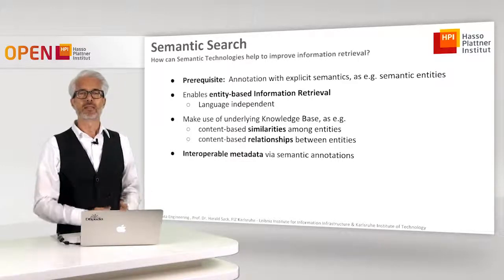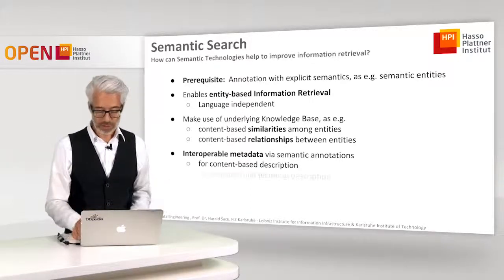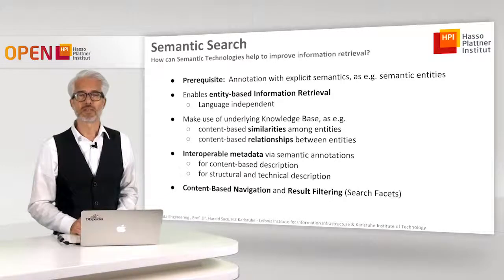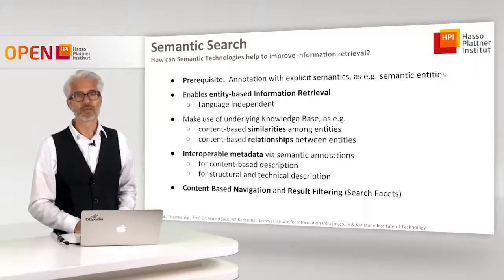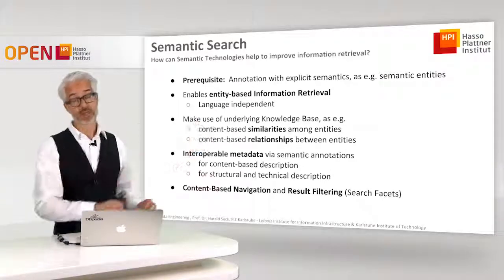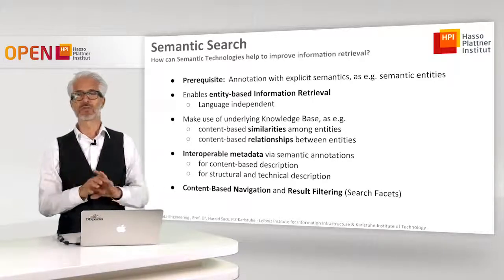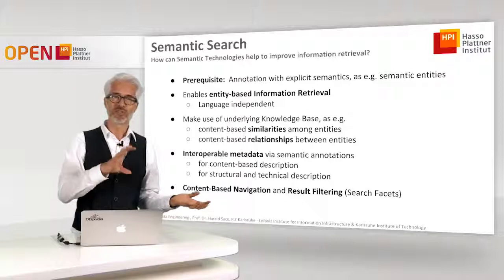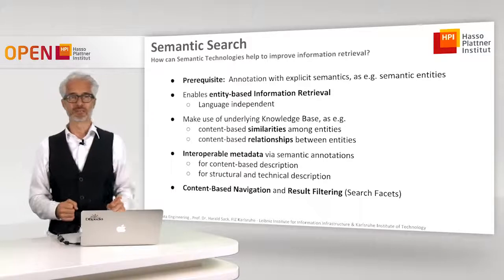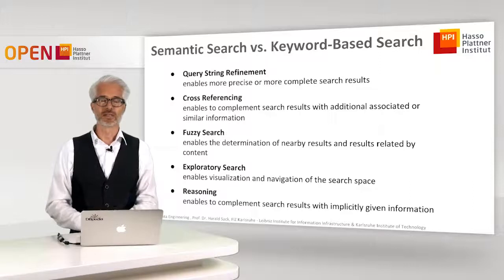In the end, semantic annotations also enable so-called interoperable metadata for content-based description on one side, or on the other side also for structural or technical description of the content. And the purpose of all that is you could do content-based navigation. So this is an exploration of the entire search space. Or you can also do search filtering in terms of so-called search facets. Semantic facets help to filter the search result and to understand the search result better and to refine it in a specific way. So these are possibilities that are viable with the help of so-called semantic search.